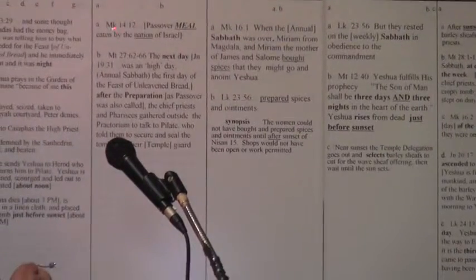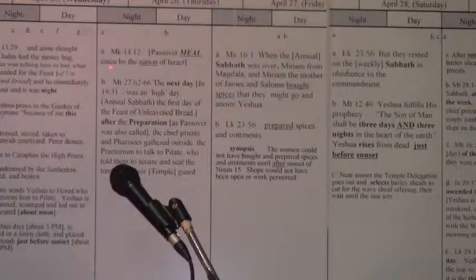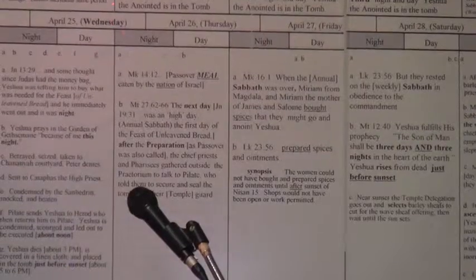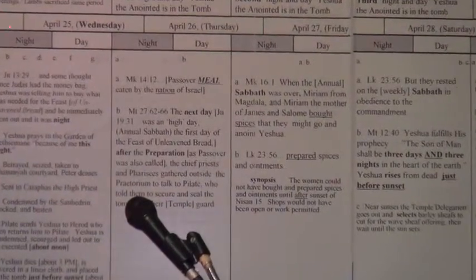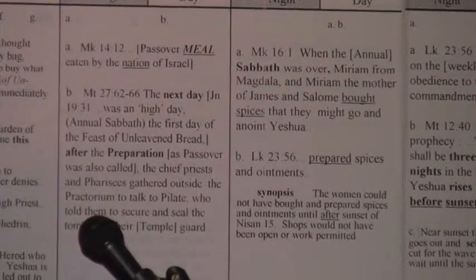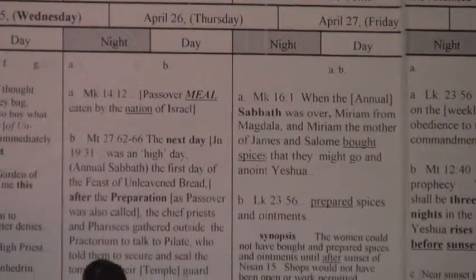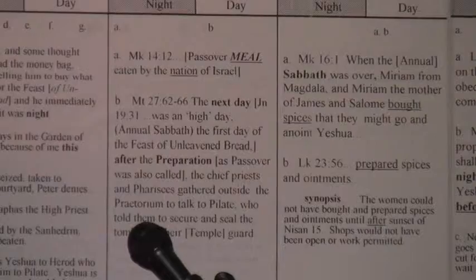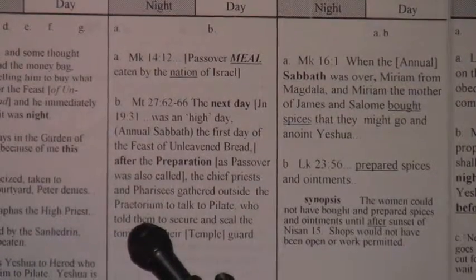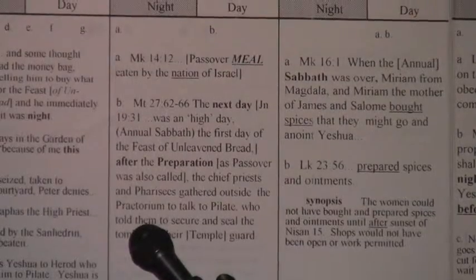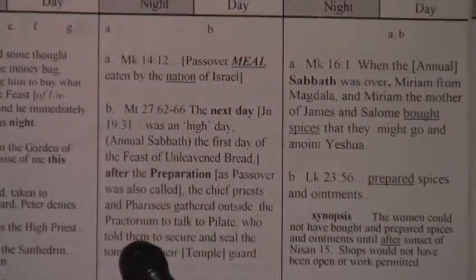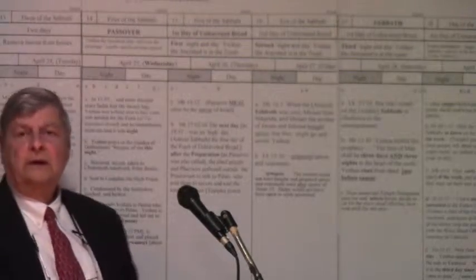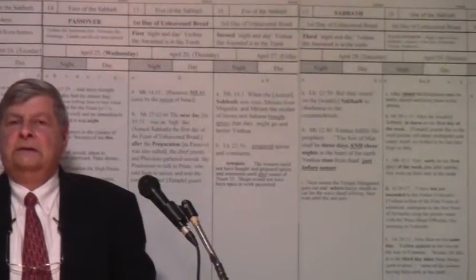Now, in Mark 14:12, the Passover meal was eaten by the nation of Israel. Notice that they're eating it at the beginning of the 15th, whereas our Savior ate the Passover meal at the beginning of the 14th, exactly the same time that Moses had the Israelites eat the Passover meal. And yet today, you will have people, Jewish relations, saying that the 15th is the day you're supposed to eat the meal.